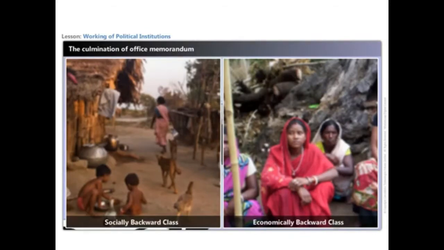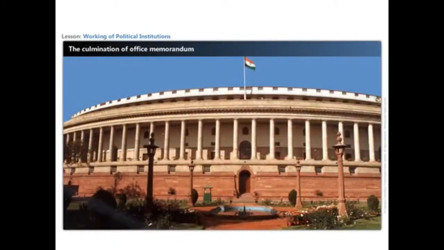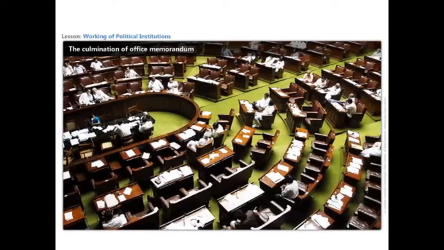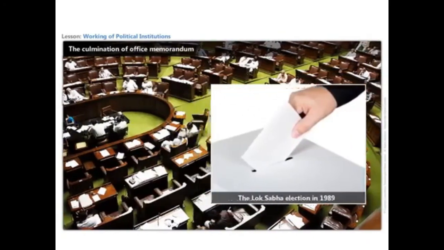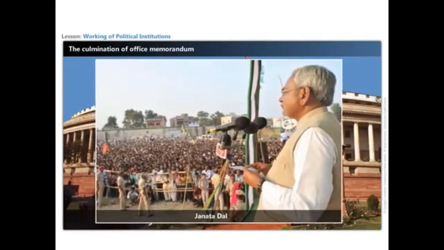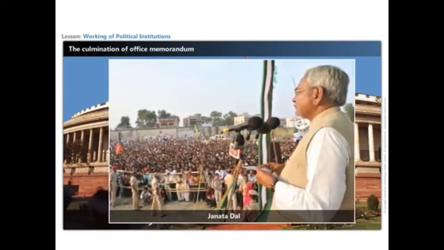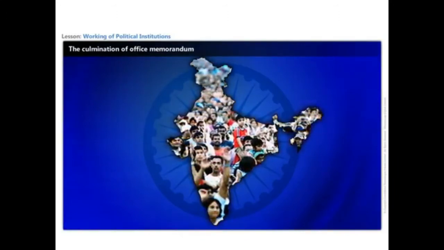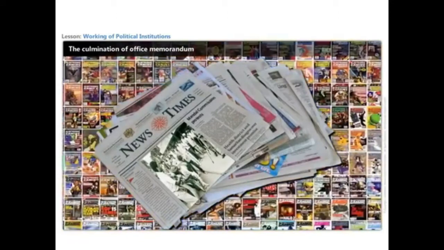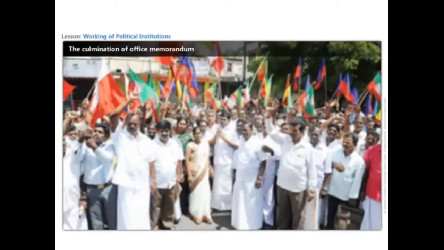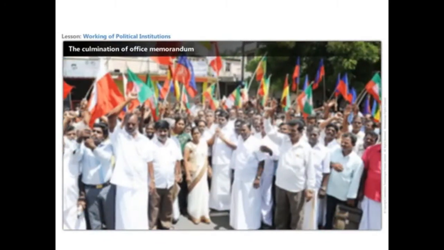This report and recommendations were discussed in the Parliament. For several years, many parliamentarians and parties kept demanding the implementation of the Commission's recommendations. Then came the Lok Sabha Election of 1989. In its election manifesto, the Janata Dal promised that, if voted to power, it would implement the Mandal Commission report. For the next few months, this was the most hotly debated issue in the country. Newspapers and magazines were full of different views and opinions on this issue. It led to widespread protests and counter-protests, some of which were violent.